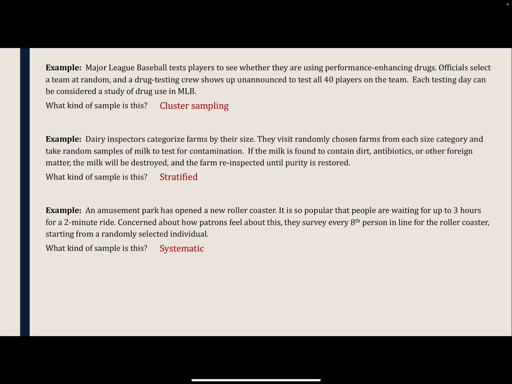This is a systematic sampling method, and we know that because of this every 8th person piece. We also have a randomly selected starting place.